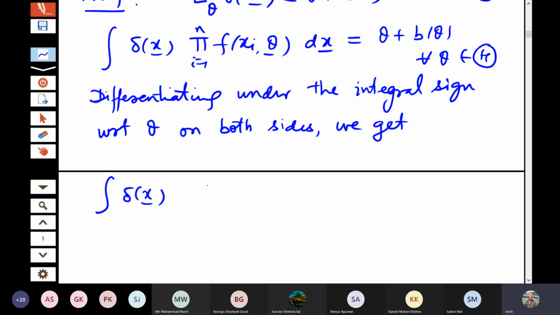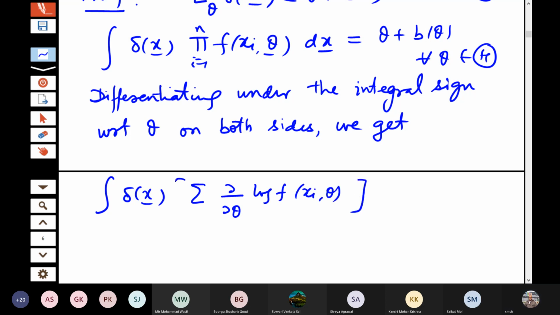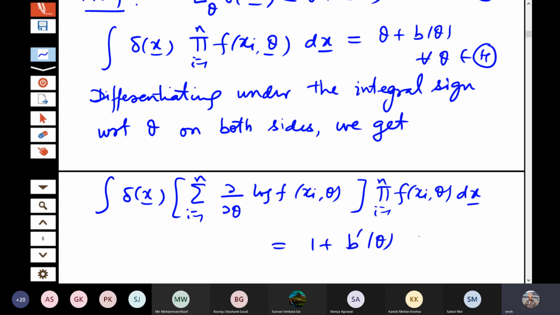So this will give you straightforwardly the following term, that is summation del by del theta log of f(xi, theta), i equal to 1 to n, multiplied by the product of this. And that is equal to 1 plus b prime theta. So are you satisfied with this term? This differentiation, are you clear?